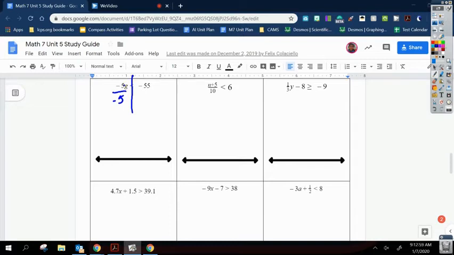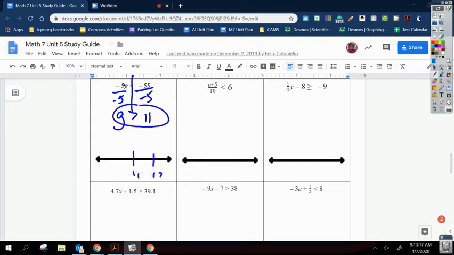So I undo multiplication with division. Divide to undo multiplication. Divide on both sides. We get g. 55 divided by 5 is 11. They're both negative, so it ends up being a positive. And since I divided by a negative, this symbol now flips.